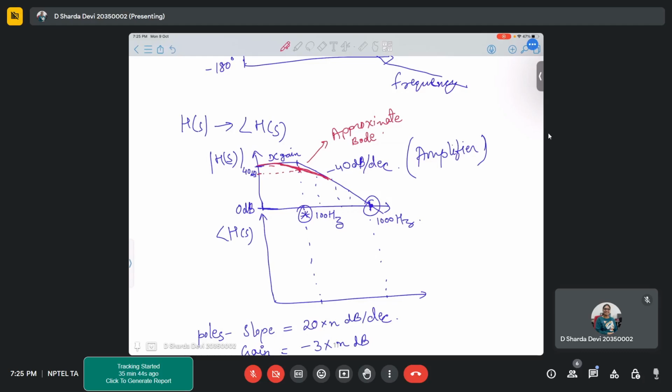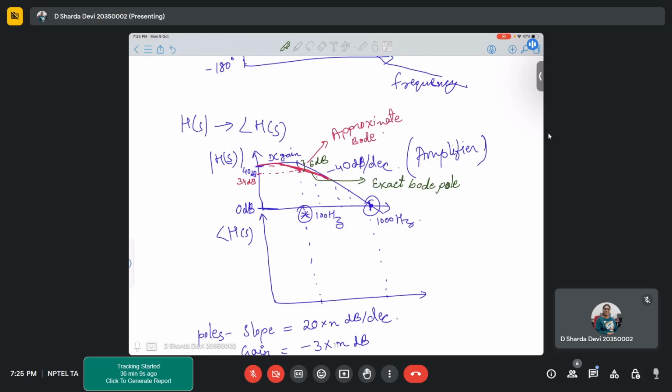34 dBs. That is minus 6. So this change is of 6 dBs. This is 6 dBs, the difference. So this one is the exact Bode plot. Okay, so this is the exact Bode plot. This is the approximate Bode plot.